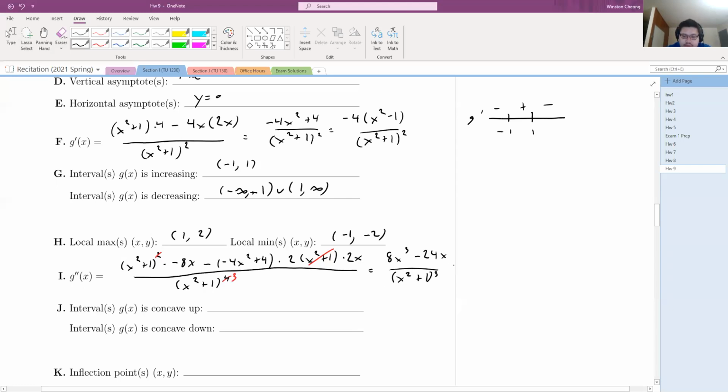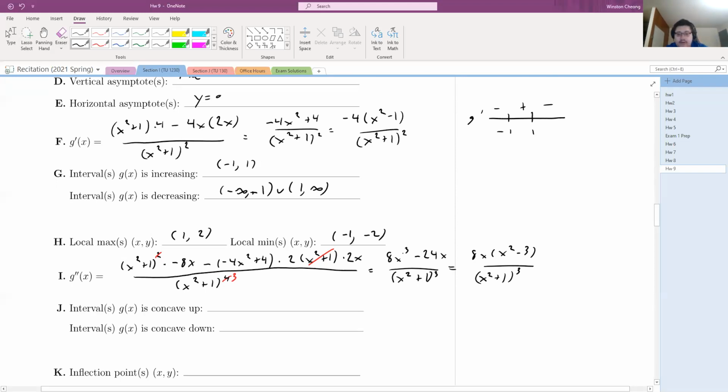Okay, great. And then we factorize that a little bit just to make it look nice. X squared minus 3 over x squared plus 1 cubed. Yeah, I think that's right.